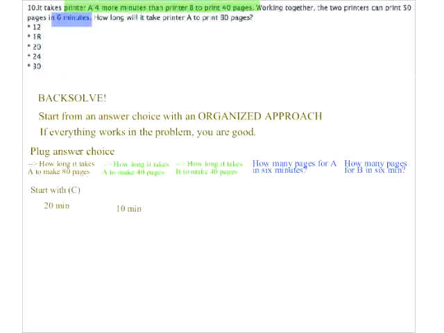So then we have to subtract 4 minutes from that. So that takes B 6 minutes. Notice this is 40 pages in 10 minutes, so this is 4 pages per minute. Here we don't need to figure out pages per minute because this is already 6 minutes. That's exactly the time that we want. So in 6 minutes, we know that B actually makes exactly 40 pages.